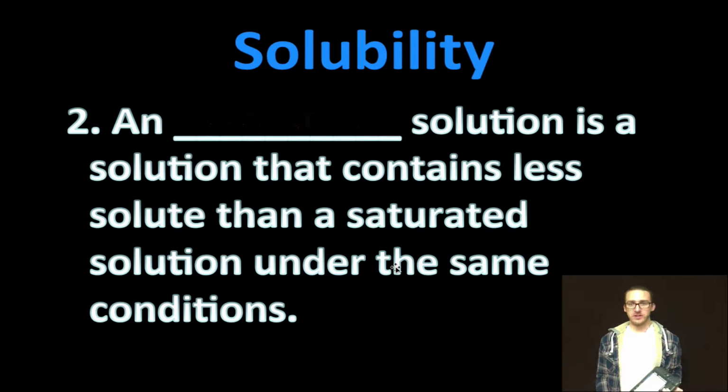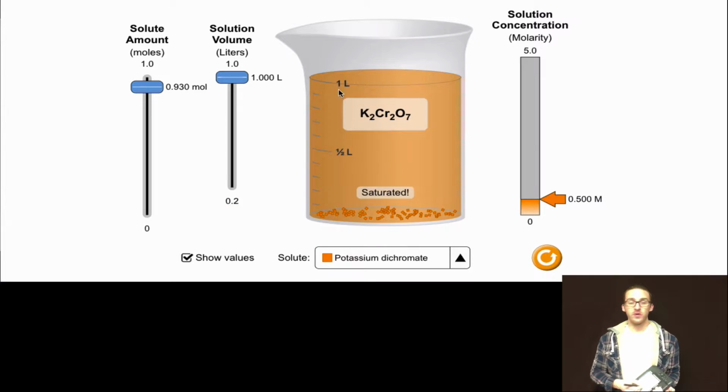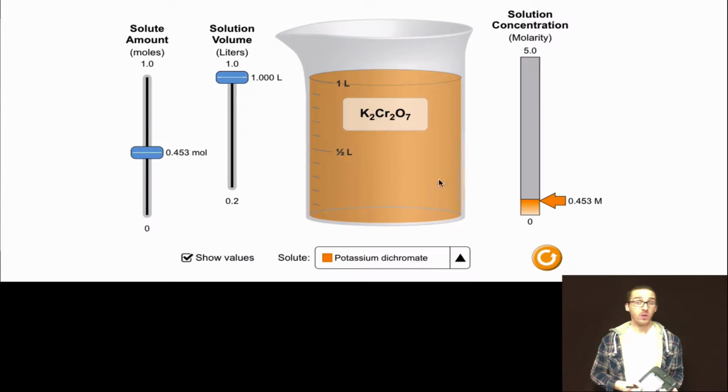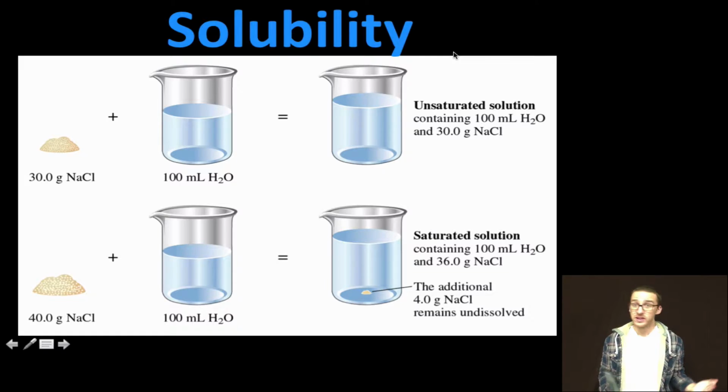An unsaturated solution, then, is a solution that contains less solute than a saturated solution under the same conditions. So if we come back to this simulation, if I were to remove a bunch of my solute to the point where I don't see any solid sitting at the bottom, I know that that solution can hold more. And we would say that this solution is unsaturated. Now, here's an exciting image that shows you the difference between an unsaturated solution of sodium chloride and a saturated solution of sodium chloride. Side by side.